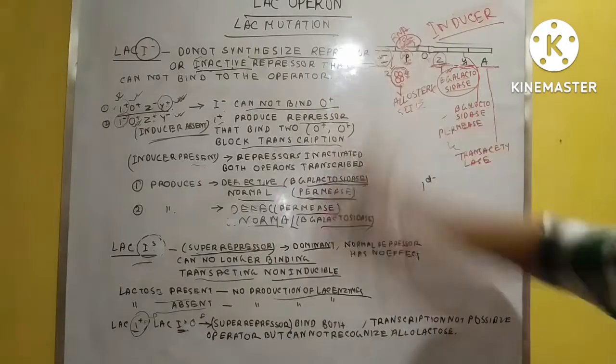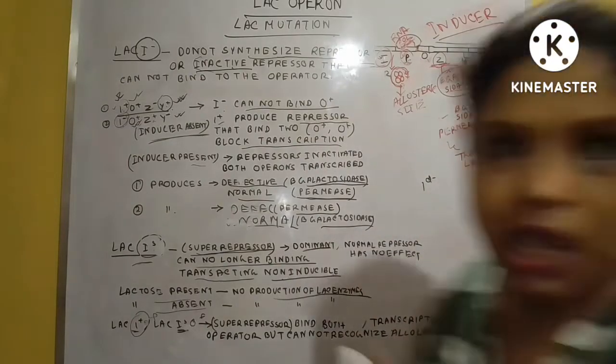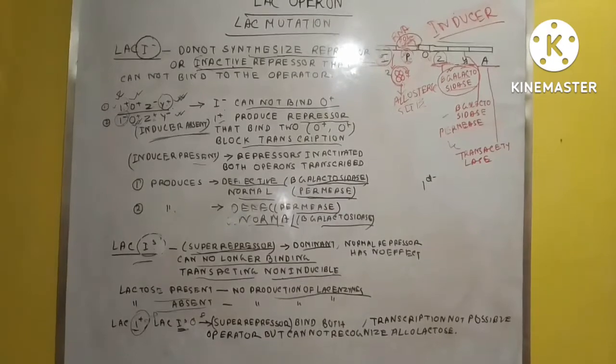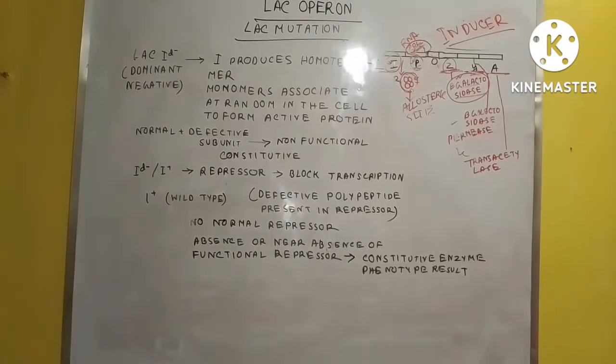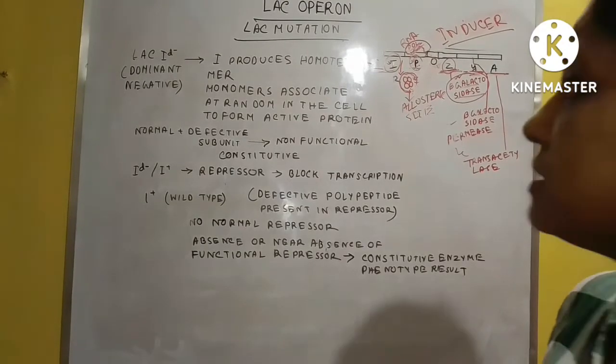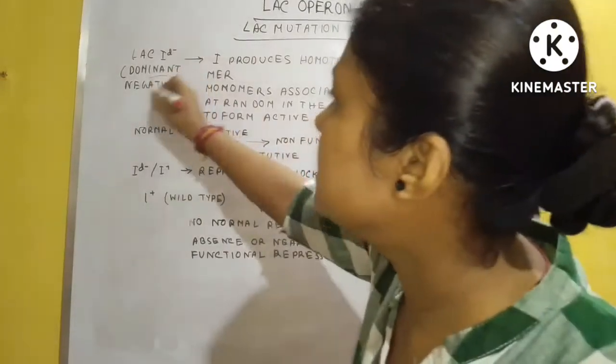This is the mutations of the I minus and IS. Another mutation of I is the ID. Now I will explain it to you. Okay. This is Lac ID minus, okay? This is Lac ID minus. D means dominant and minus is negative, okay?